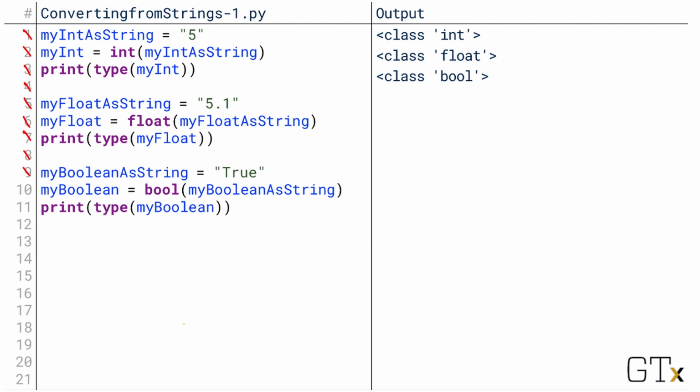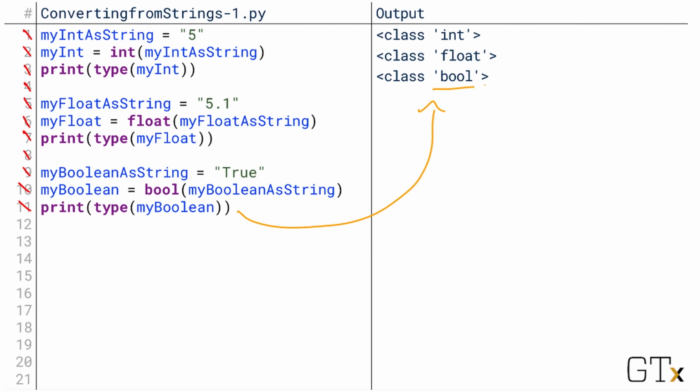And then on line 9, it creates the variable myBoolean as string, gives it the value true in quotation marks, and then on line 10, uses the bool function to convert it to a boolean and assign the value to myBoolean. On line 11, it prints that variable's type, and sure enough, it's also a boolean. So it works the exact same way, right?